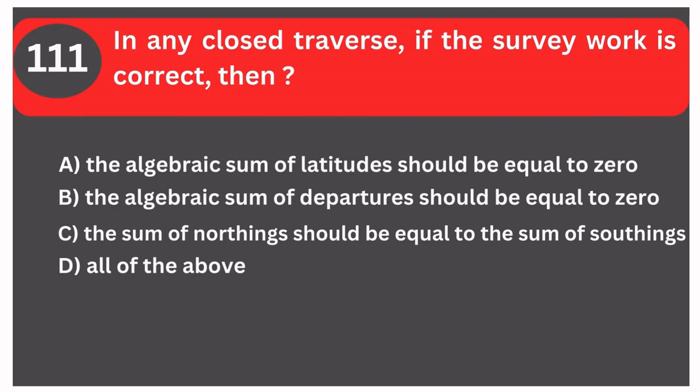Options: A. The algebraic sum of latitudes should be equal to 0. B. The algebraic sum of departures should be equal to 0. C. The sum of northings should be equal to the sum of southings. D. All of the above. Answer D. All of the above.